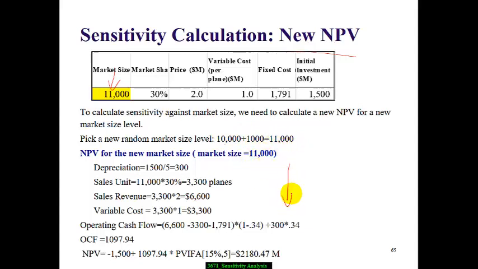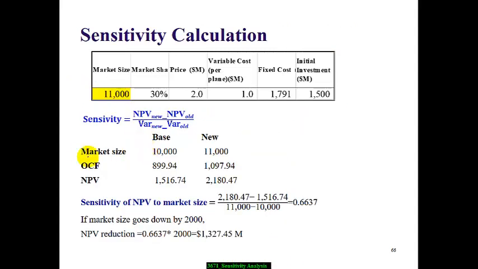Then we go through the same procedure, find out OCF, find out net present value, right? We got the new net present value of $2,180 million. To summarize our information, when the market size changed from 10,000 to 11,000, our net present value changed from $16 million to $2,180 million. So how sensitive is our net present value against the market size?